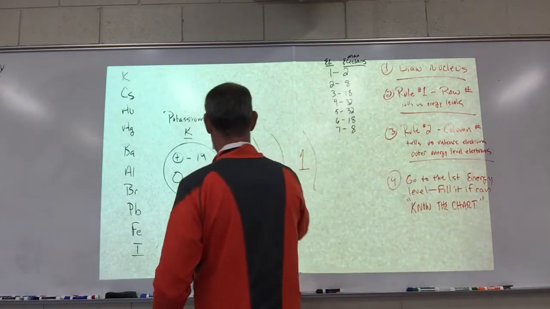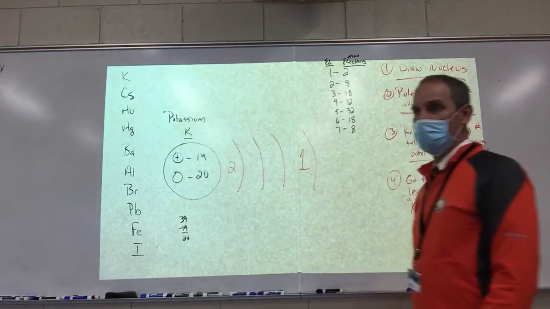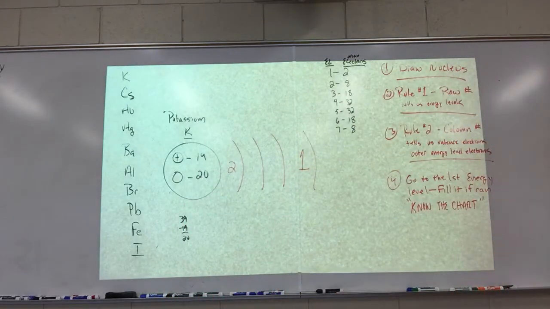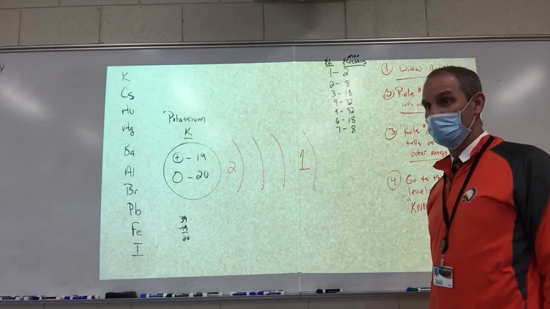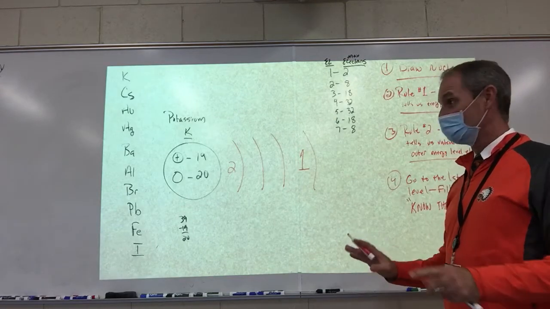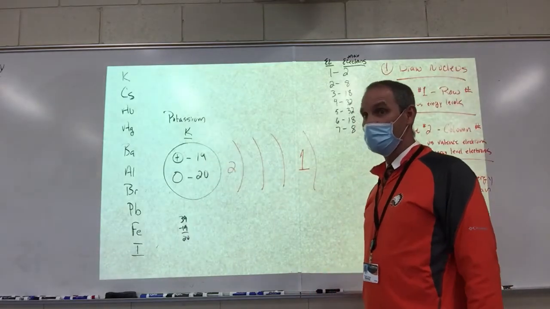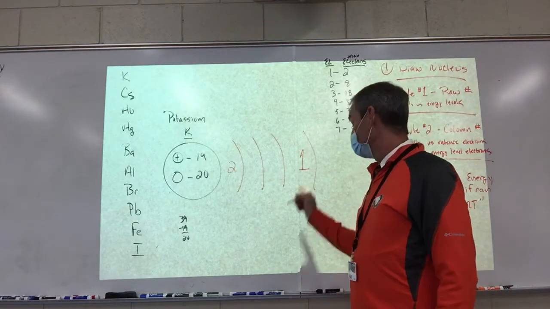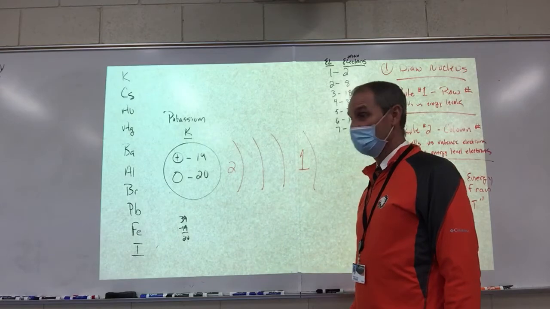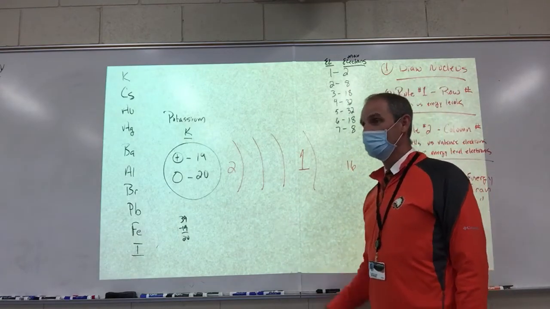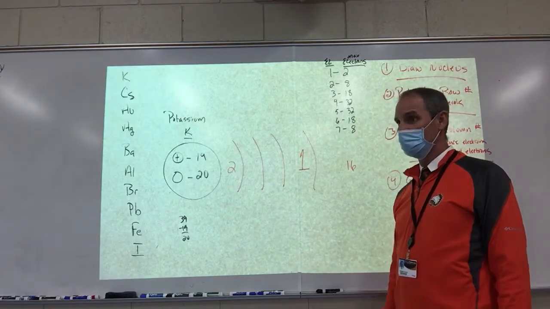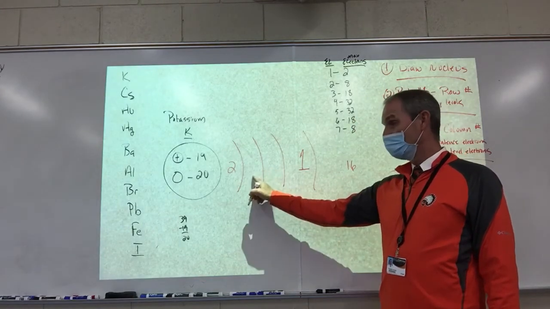2. Okay, now, David or Andrew, how many electrons does potassium have total? 19. Okay? You've just used how many? 3. So I have 16 left, right? So what do I do next, Ian?